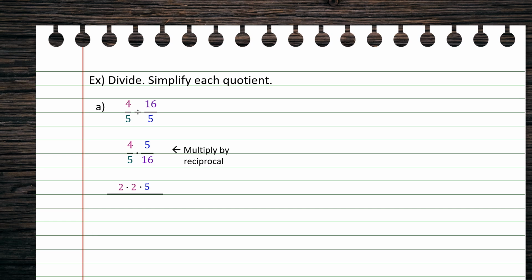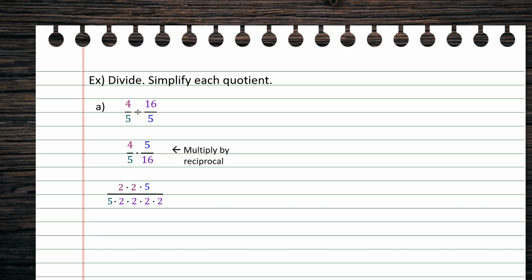Now we turn our attention to the denominator. First denominator is a 5. 5 cannot factor, so it will remain. And then the other denominator is made up of 16, but we need to factor it. Now 16 is made up of 4 times 4, but 4 can factor into 2 times 2. So ultimately 16 factors into 2 times 2 times 2 times 2.